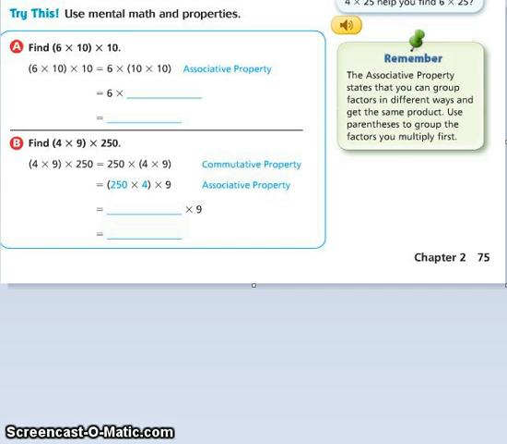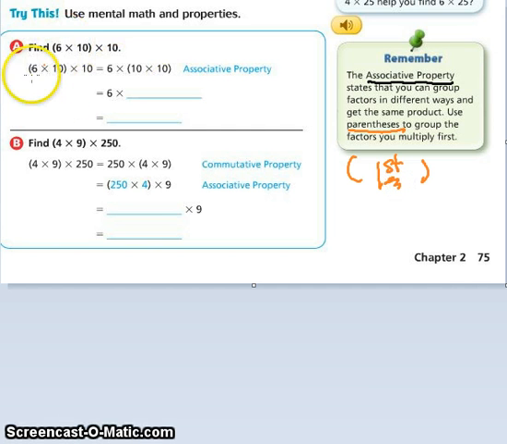Here's another problem using mental math and properties. Remember the associative property? Well, that tells us that we can group factors in different ways and still get the same product. This is where we use parentheses, these things, to group the factors. And remember, whatever's in the parentheses, we multiply first.